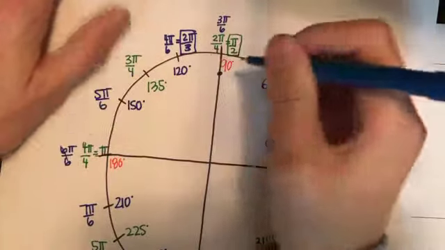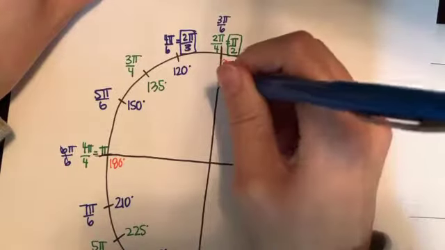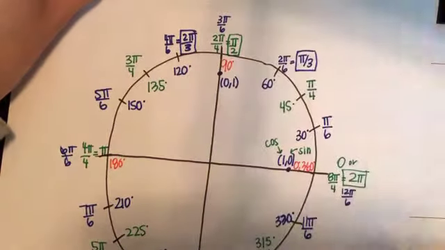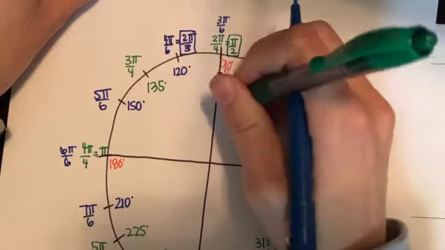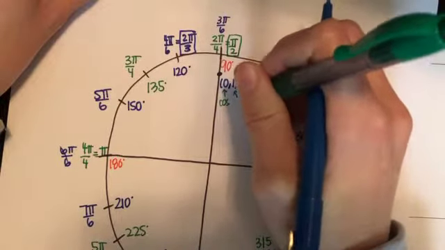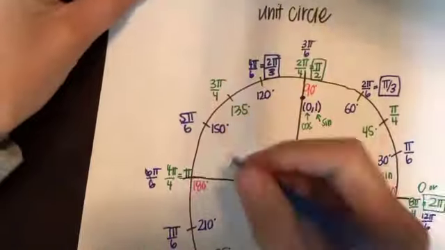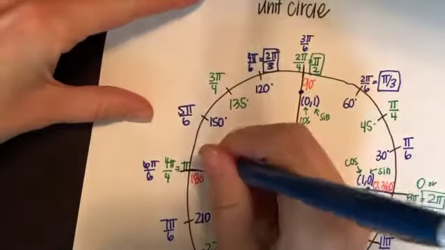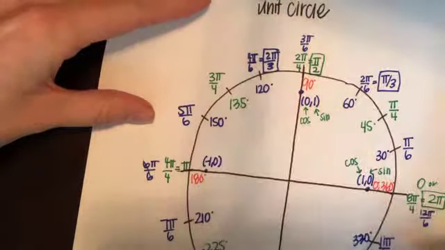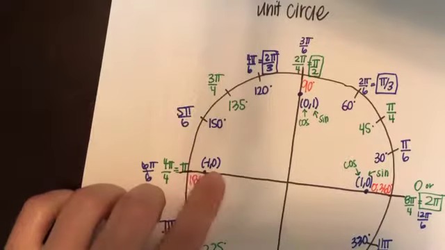Up here at 90 degrees or pi over 2, it's (0, 1). So again, 0 would be our cosine then, and 1 would be our sine. And then over here at 180 or at pi, we have the ordered pair (-1, 0). First number is cosine, second number is sine.